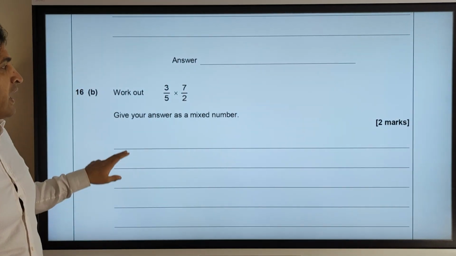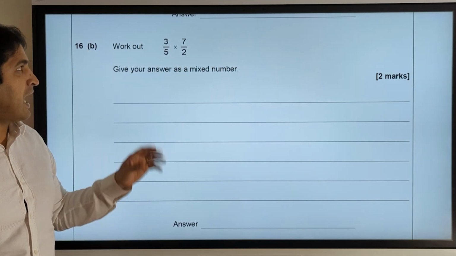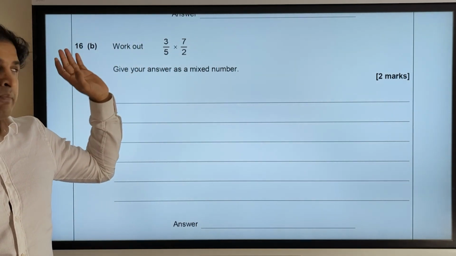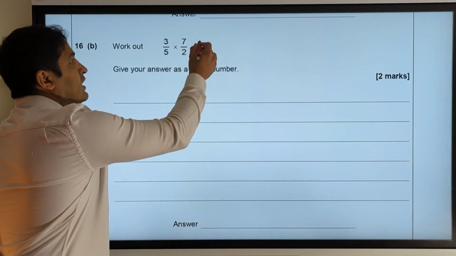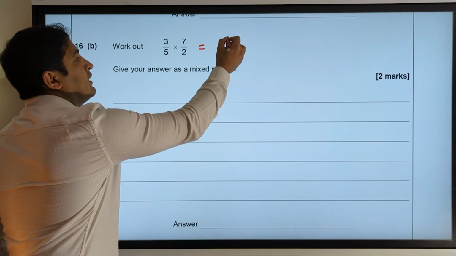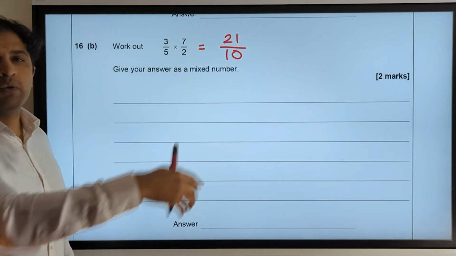Whereas multiplying fractions is slightly different. We're multiplying 3/5 with 7 halves. So we multiply numerators together: 3 times 7 will give you 21, and 5 times 2 gives you 10. That's 1 mark if you multiply them up.